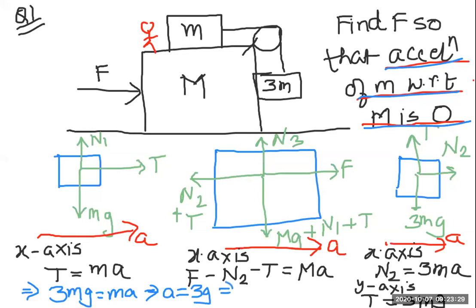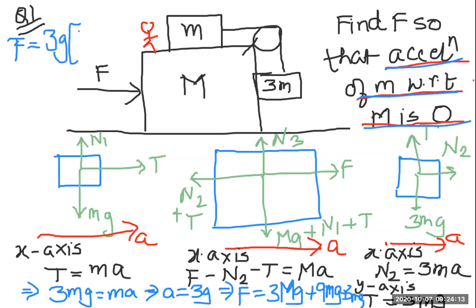Yes. Okay, so to solve this finally, I will put F is equal to MA, right? The value of A is 3g. So F is equal to 3 capital M g plus N2. This is the value of N2, 3MA, 3 small M A, so this will become 9Mg plus T, T is equal to 3mg, so plus 3mg. This means that F must be equal to 3gM plus 4m. Okay. This is the force which has to be applied in order to keep the masses stationary with respect to the other.